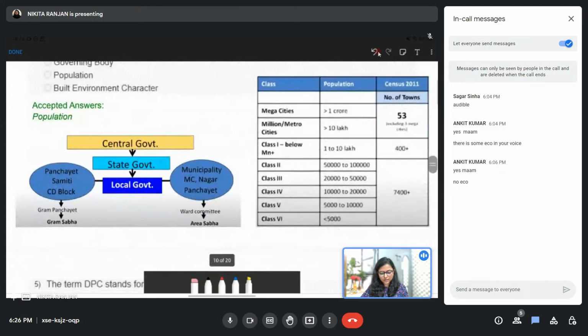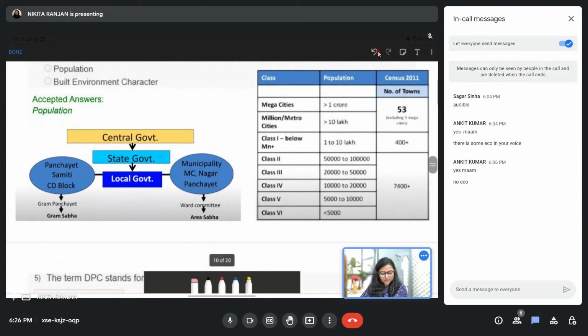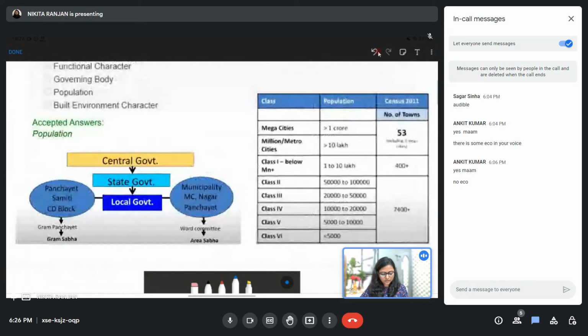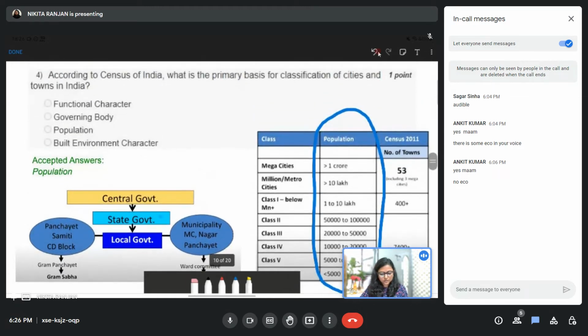As you've been seeing in previous discussion, based on this population criteria, tier 1, tier 2, tier 3, different tiers of cities are divided. But you might be wondering if this is the only criteria which the Census of India has defined, or are there other criteria? For example, you might have seen different classifications of cities.